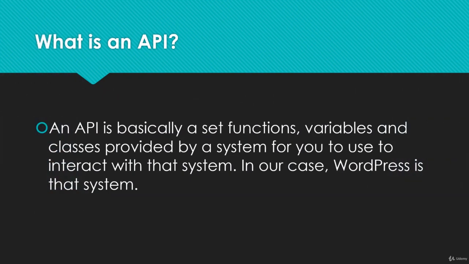An API is basically a set of functions, variables, and classes provided by a system for you to use to interact with that system. In our case, WordPress is that system. We've already been using some of those APIs when we created our theme and plugin. We didn't have to create many of the queries ourselves or have to process a lot of the data. A lot of it was taken care of by WordPress. We used a list of functions provided by WordPress. This reduced the time required to develop a theme and plugin.